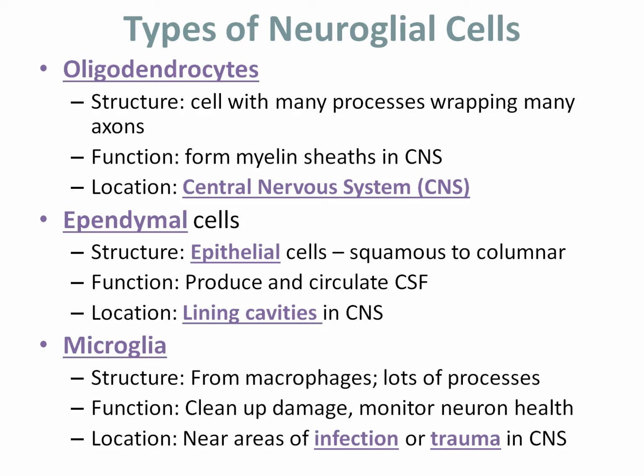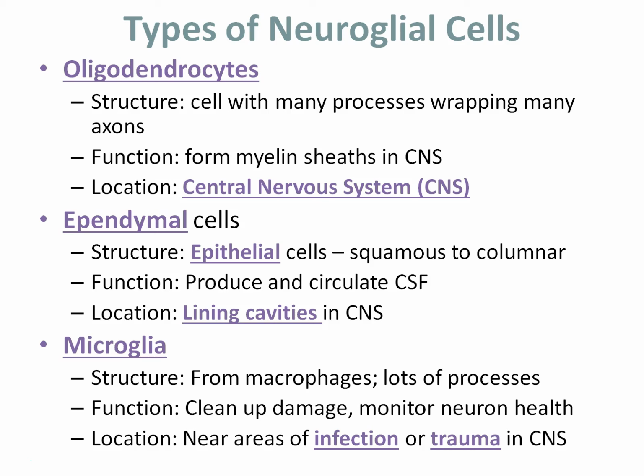Oligodendrocytes are a cell with many processes that wrap many axons in myelin and form the myelin sheath in the central nervous system. These cells are found in the central nervous system. Ependymal cells are epithelial cells that vary in shape from squamous to columnar and produce and circulate cerebrospinal fluid. We find these lining cavities in the central nervous system.